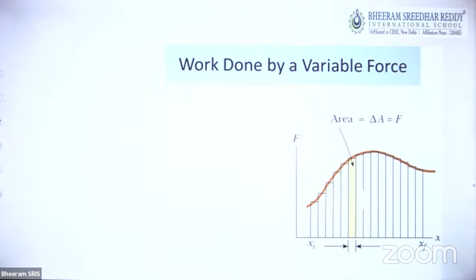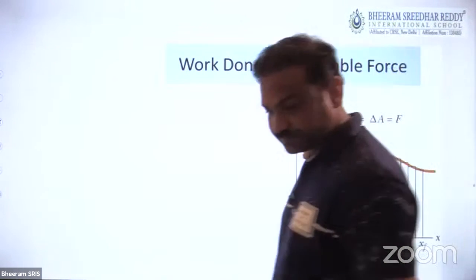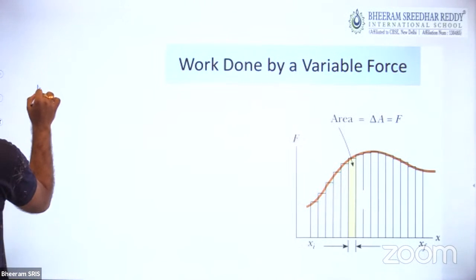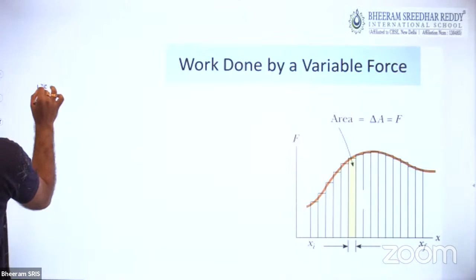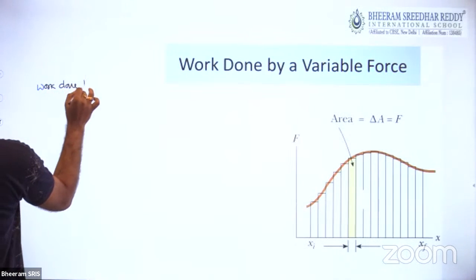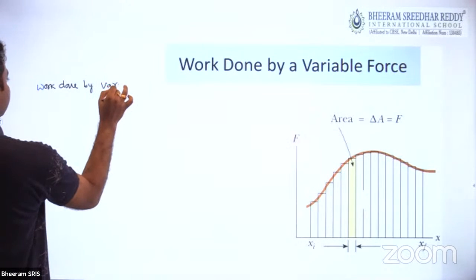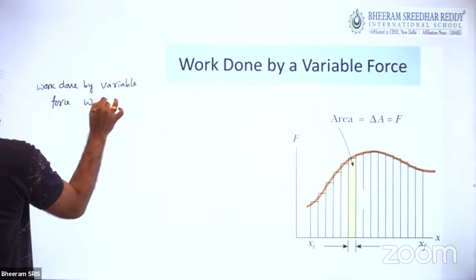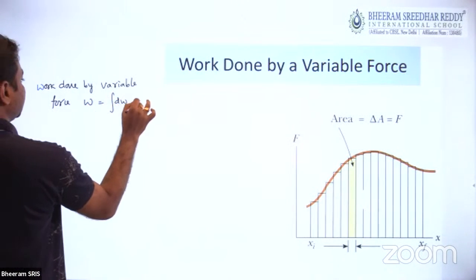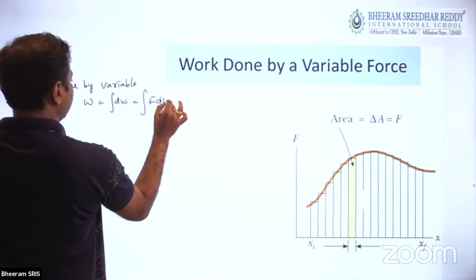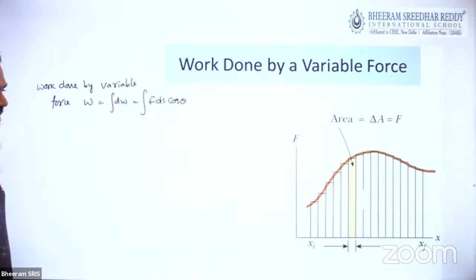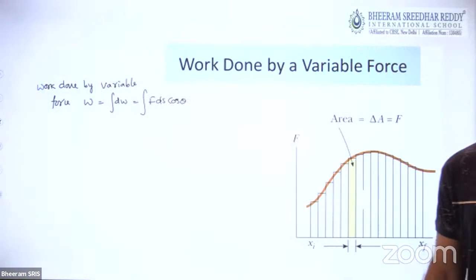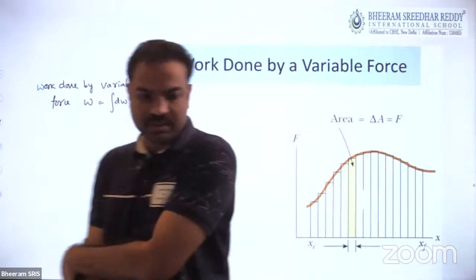Whenever it is work done by variable force, we are talking about work done by variable force. So what is the work done by variable force? I can write it down as the integral of dW, which is nothing but the integral of F ds cos theta. So this is the work done by variable force. Am I right? This is what we got.